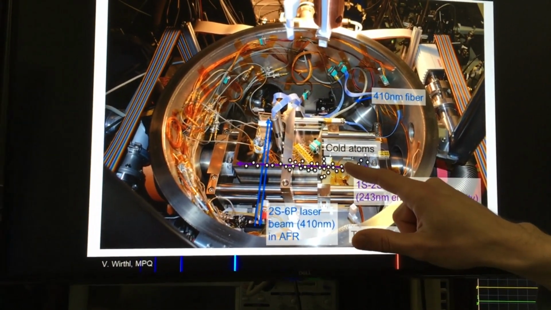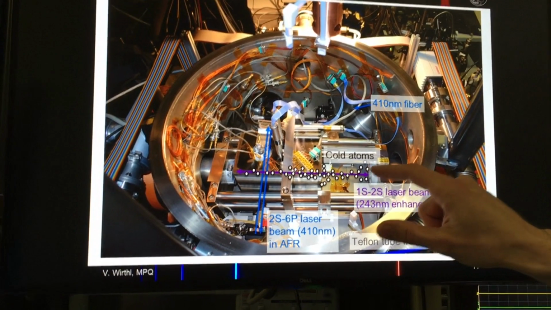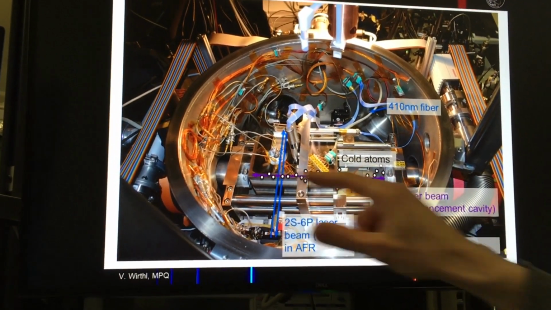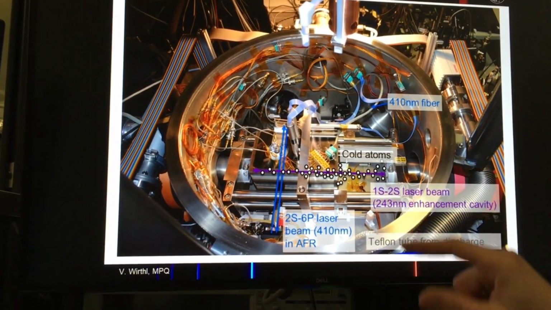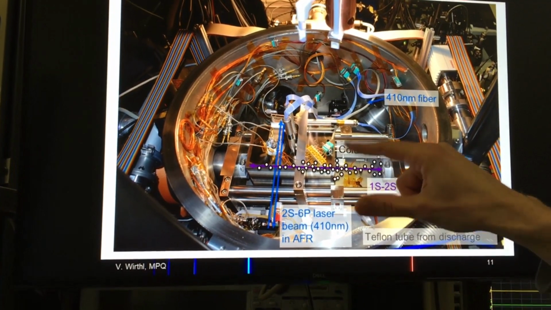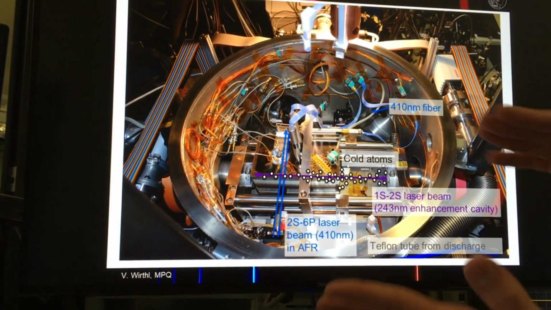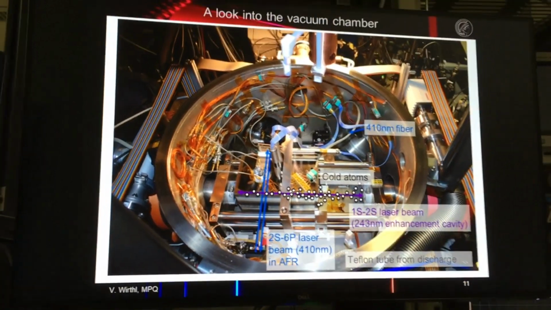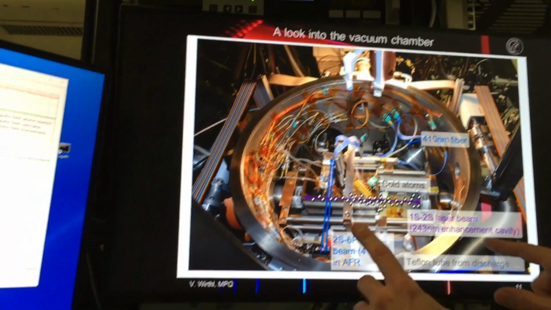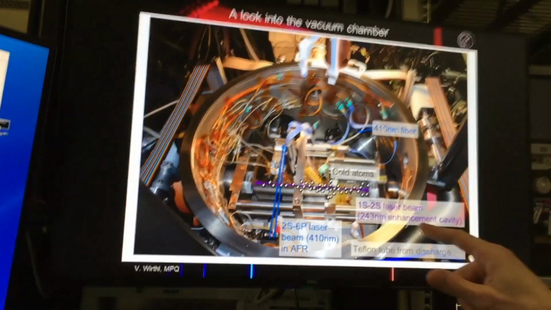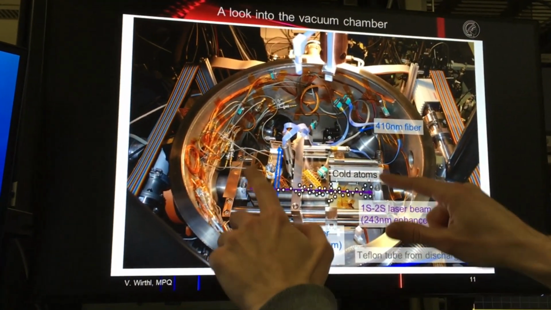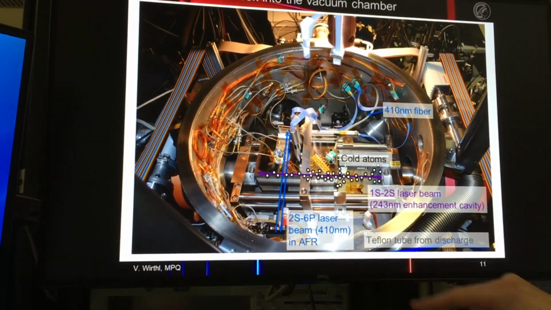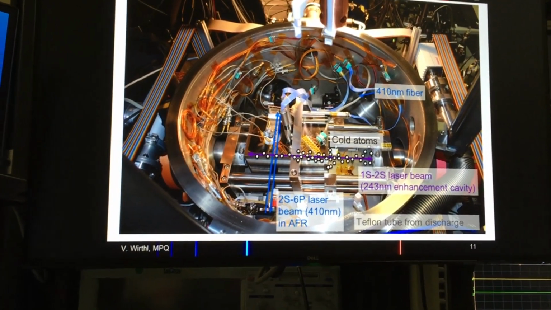And then we would have cold atoms escaping to both sides here, but we actually only use one side. And then we have some apertures here to constrain the atomic beam. And parallel to the atomic beam, as I mentioned previously, we have the 1s2s laser beam. And here we have an enhancement cavity to enhance the 243 nanometer light.